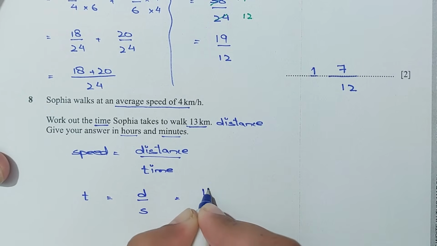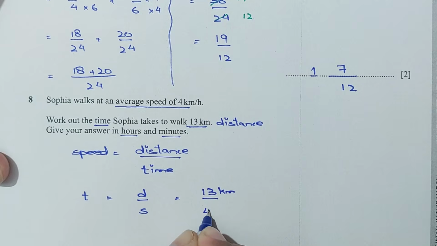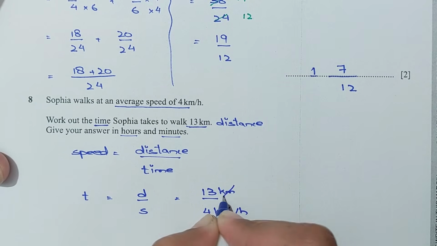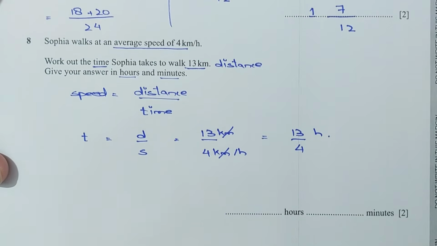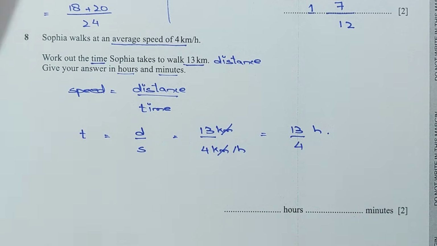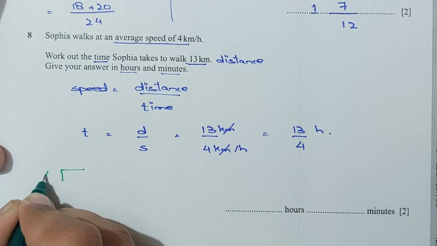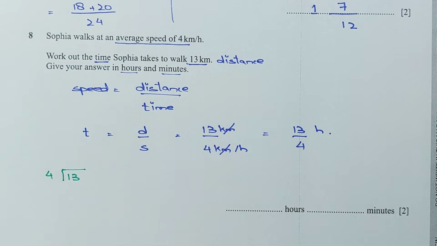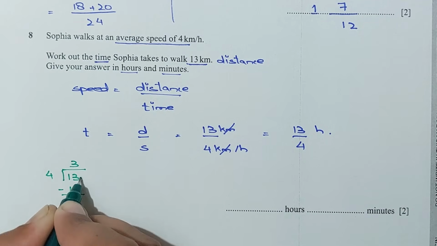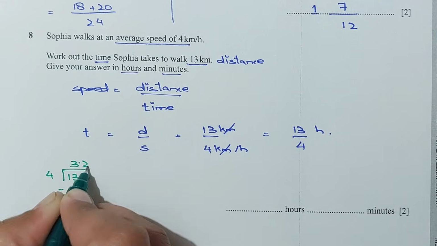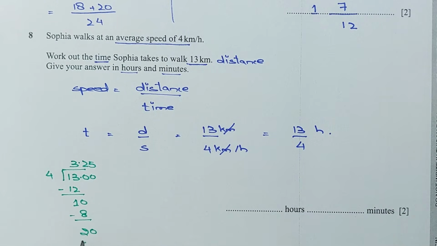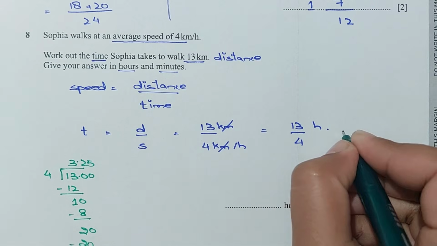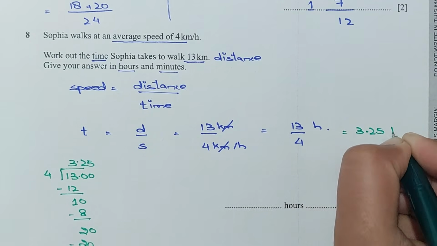So what is the distance? Distance is 13 km, and the speed is 4 km per hour. Kilometer is cancelled out with kilometer. 13 by 4, this is in hours, but we have to find the answer in terms of hours and minutes. Okay, calculator is not allowed again, so it's 4 and 13. 4 times 3 is 12, subtract, it's 1, it's 0. 4 times 2 is 8, subtract, we have 2 left. 4 times 5 is 20. So this would be equal to 3.25 hours.